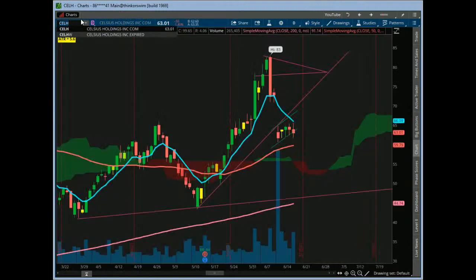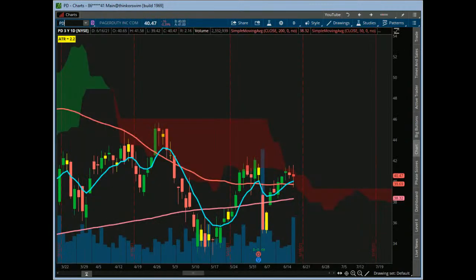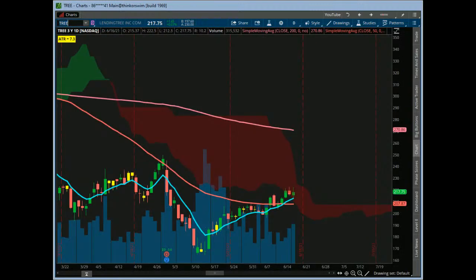Let's take a look at Cell H. So Cell H starting to crack the flag, right? So a little bit of caution there. PD. Outside day today with another doji at the ADMA, so a little bit of caution there until we can get some clarity. I'd like to see some bigger real bodies on that. Tree just kind of grinding its way up. And you also got Roblox on the radar.